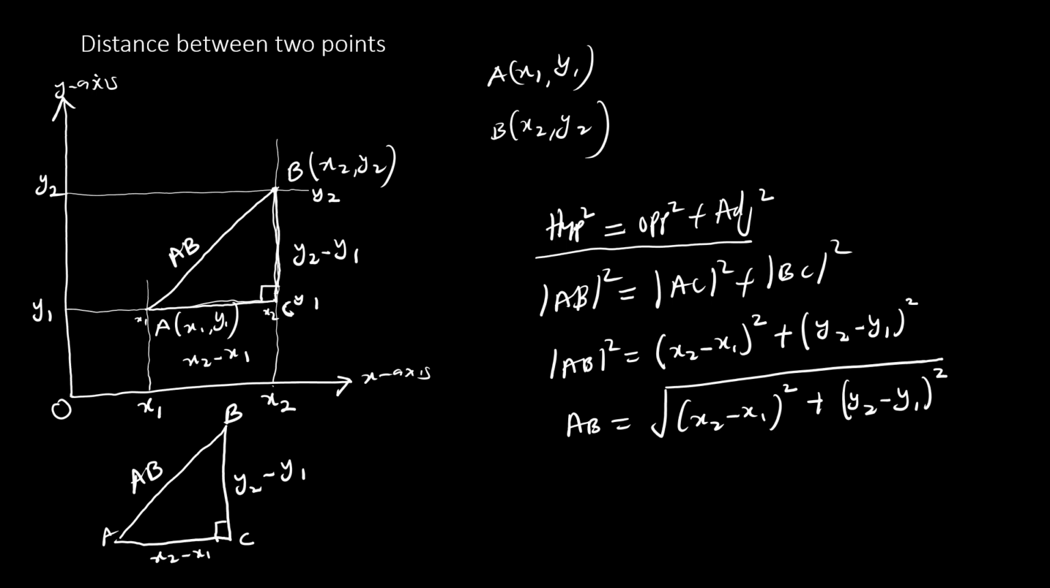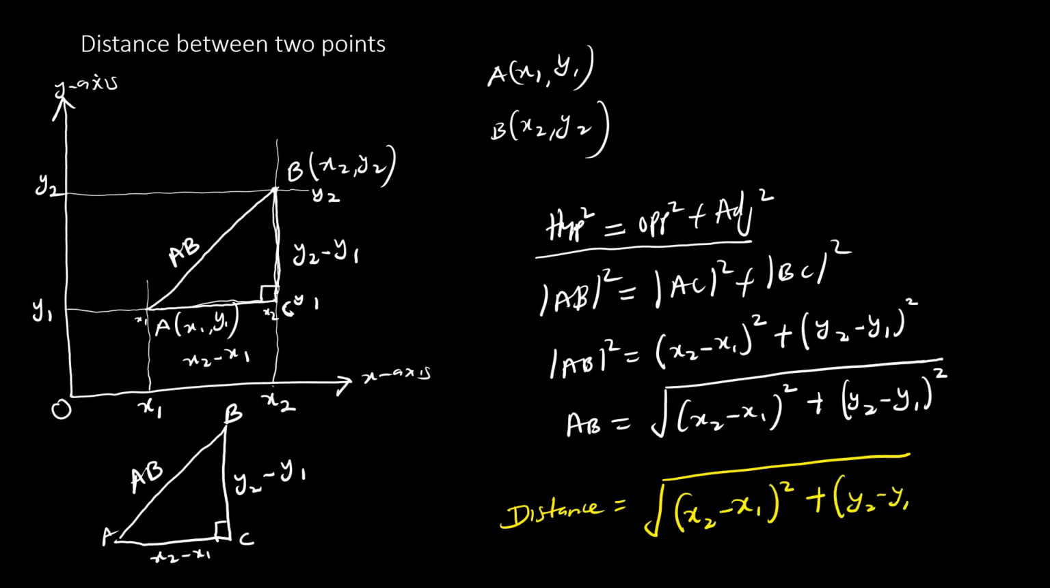I'm going to write it out again. If you have point A and B, or point P and Q, or any points you are considering in the question, if you have to find the distance between the 2 points, the distance will then be the root of x2 minus x1 squared plus y2 minus y1 squared. And that's the formula for finding the distance between 2 points. Let's look at some examples.